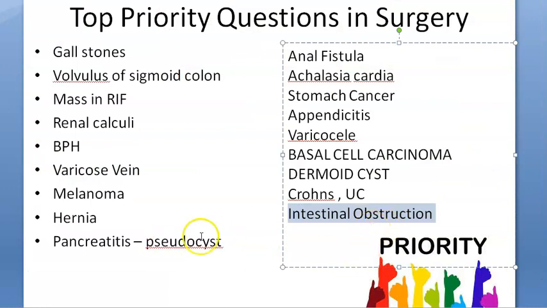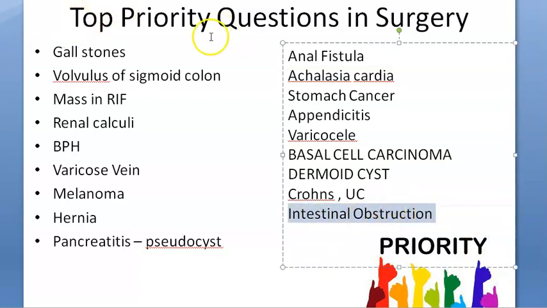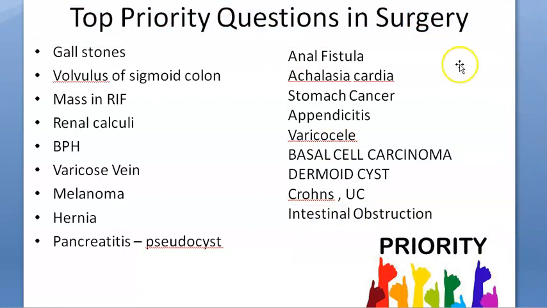methotrexate, etc. So, intestinal obstruction, you should know that there are so many types of obstruction. It could be in the lumen, it could be in the wall, it can be outside, and it can also be dynamic or adynamic, that is neurogenic. So, you should know about paralytic ileus, Hirschsprung disease, all that you should know, okay? So, these are the top priority questions. We will again come back and look at all this very much in detail, okay?